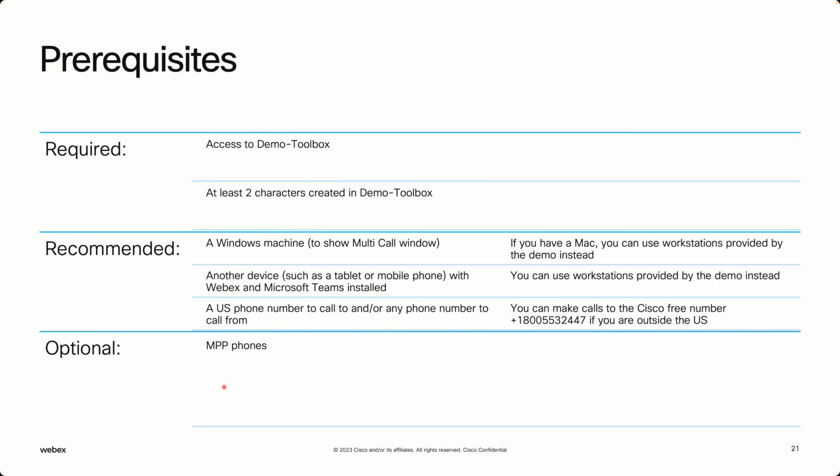Optional as well are MPP phones. If you have a phone with you, you can set the phone to work with the demo, okay? This is quite recommended. Honestly, I don't do this often because I already have a phone that is configured for something else. But now that we have the connect to device within the multi-call window, I think it would be powerful to do the MPP phones part.